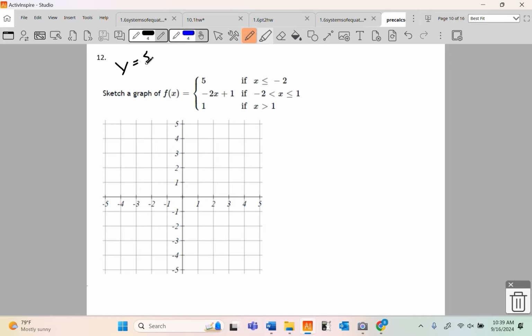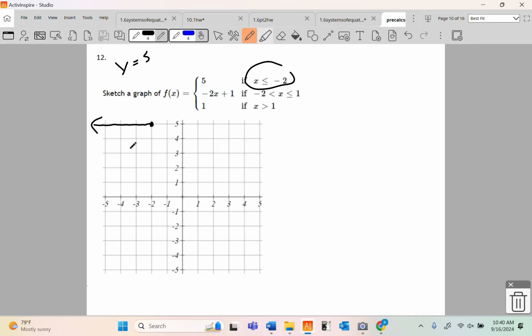The first thing up here is y equals 5. Notice it talks about x being less than or equal to -2. So we're going to go to where x is -2, we're going to go to where y is 5, and we're going to draw a horizontal line. And it's going to run left forever.